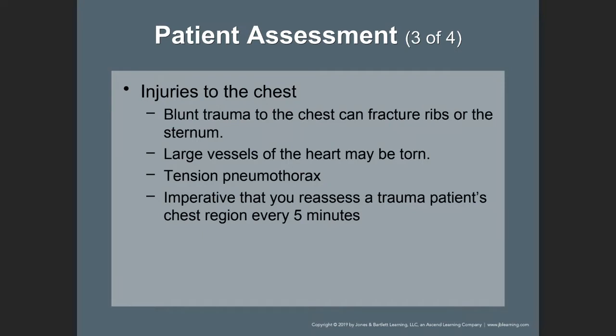Injuries to the chest. Blunt trauma to the chest can fracture ribs or the sternum. Large vessels of the heart may be torn. The patient can develop a tension pneumothorax. It is imperative that you reassess a trauma patient's chest region every 5 minutes. Pay attention to your lung sounds.